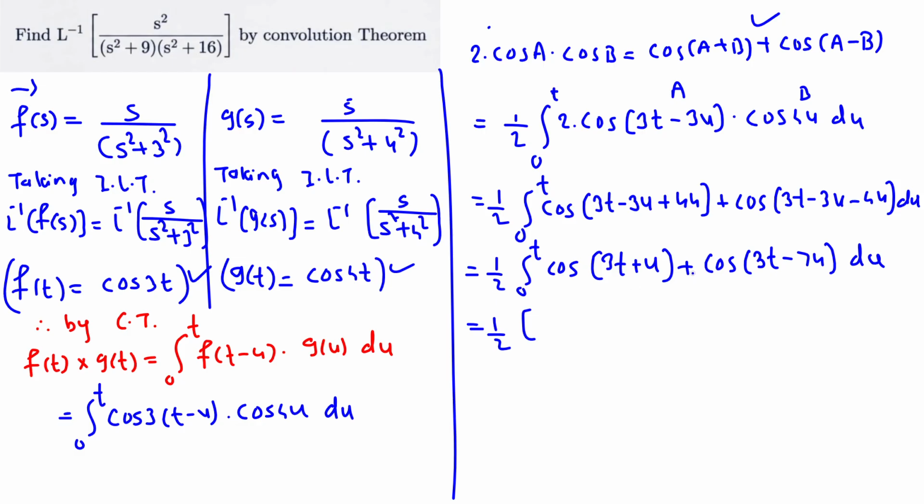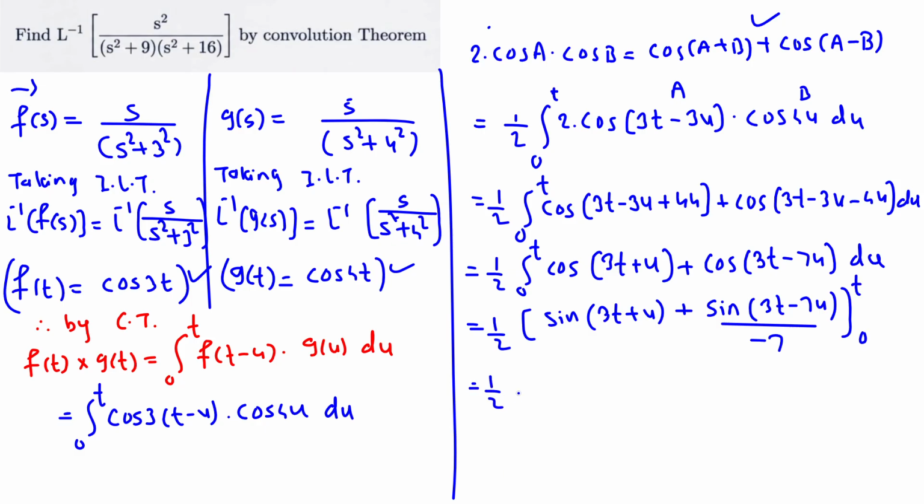integrate both the terms. So integration of cos is sine, so you will get sine(3t plus u), and divided by coefficient of u is 1, so no need to write, plus again integration of cos is sine(3t minus 7u) divided by minus 7. Why? Because here the coefficient of u is minus 7, and limits we have 0 to t.